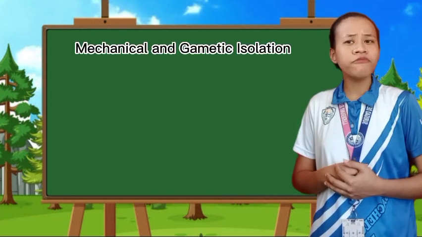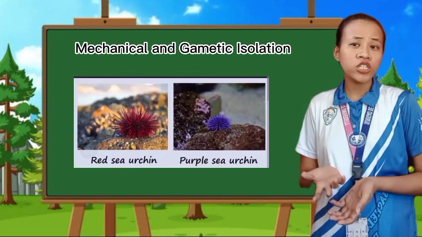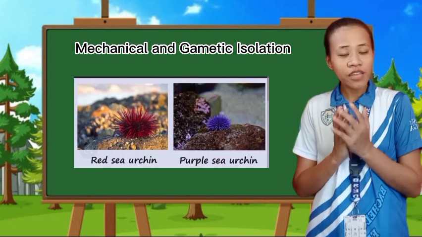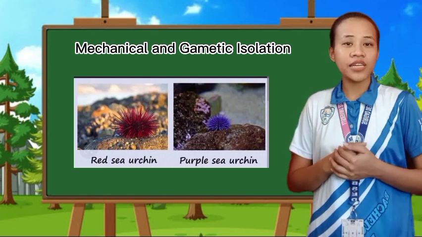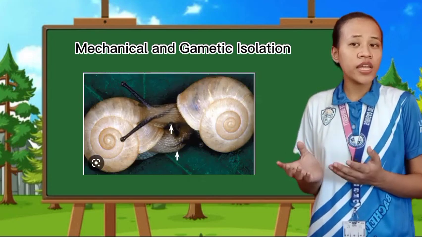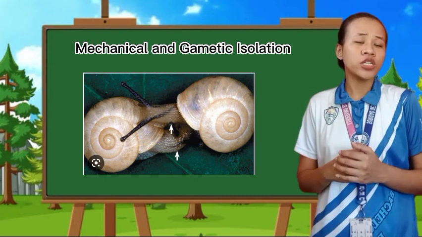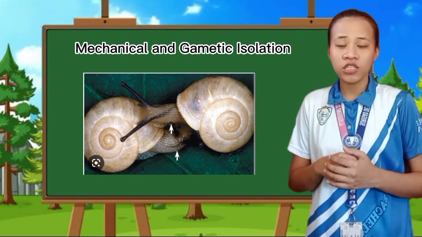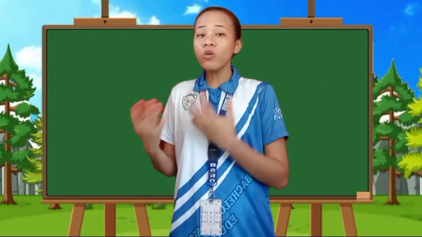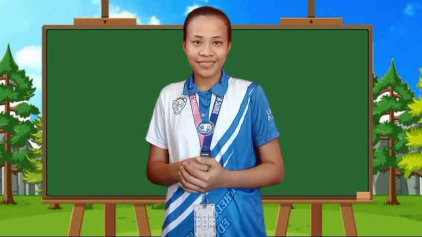The last, we have mechanical and gametic isolation. Gametic isolation works when differences in the gamete cells prevent fertilization from taking place. That is what we call gametic isolation. Similarly, in some cases, related organisms try to mate, but the reproductive structures simply do not fit together. That is what we call mechanical isolation. So those are the various types of isolation from prezygotic barriers.